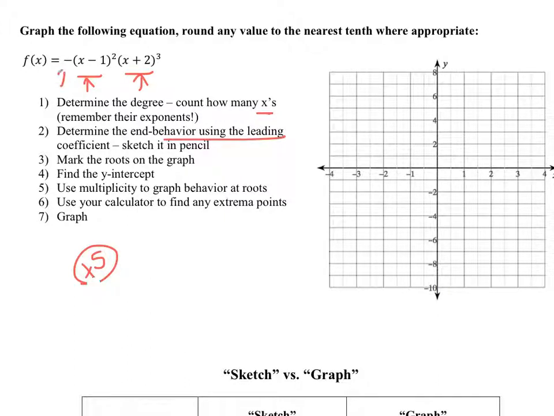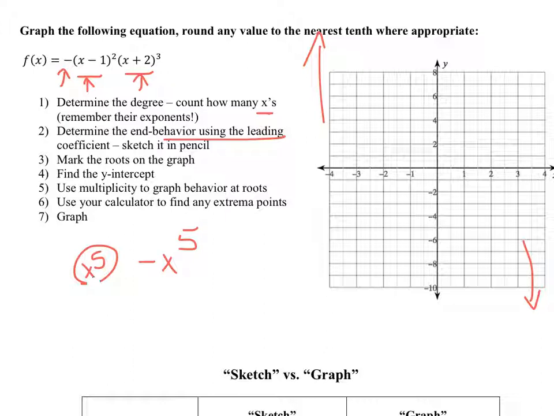The leading coefficient here is negative. So if it's a negative x to the fifth, you know that the whole function is always going to go down. So that means we're going to have going down here and here. This function, just as a brief sketch, is going to look something like this. So you know where it has to start and end.